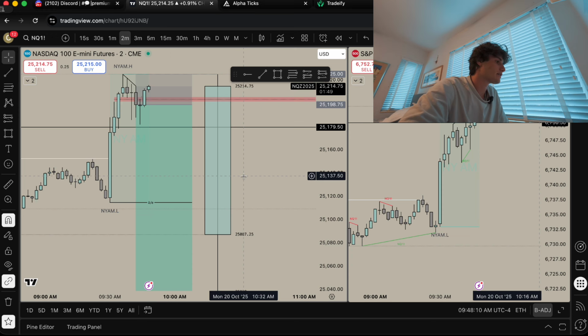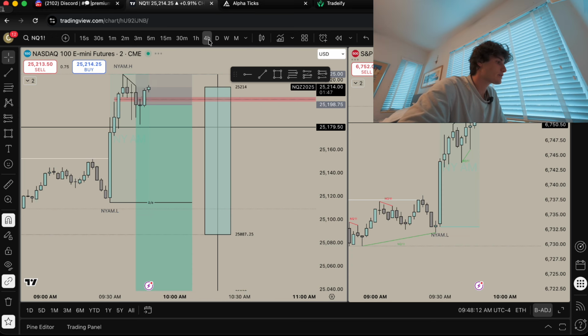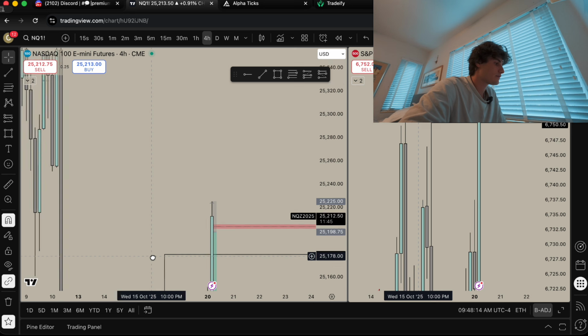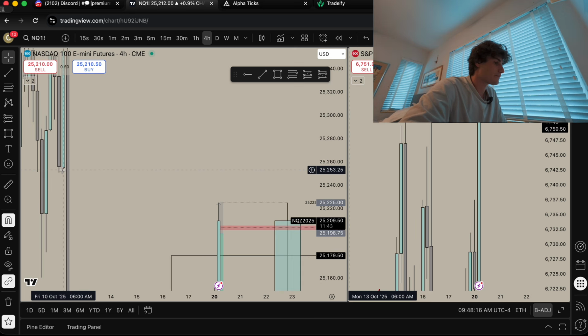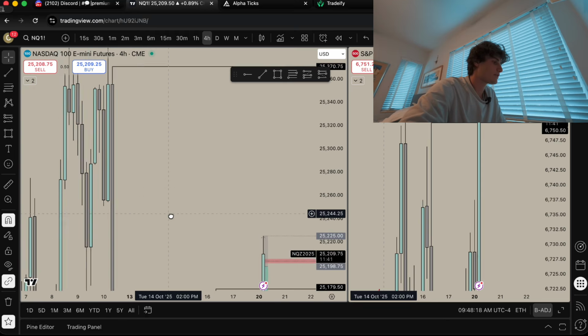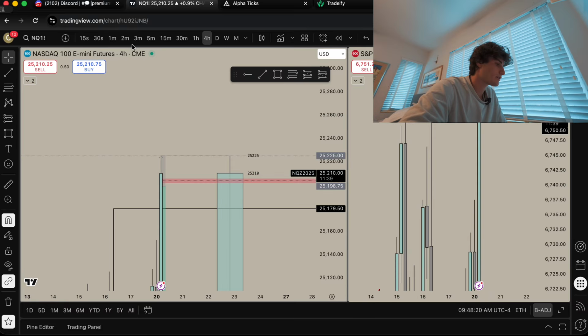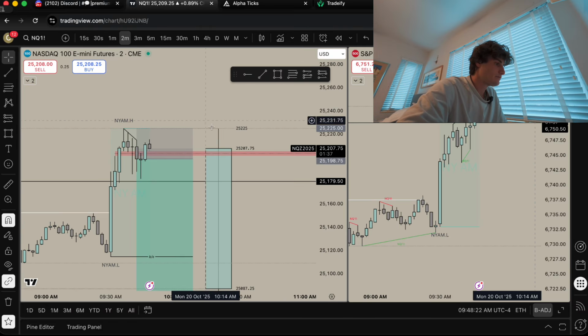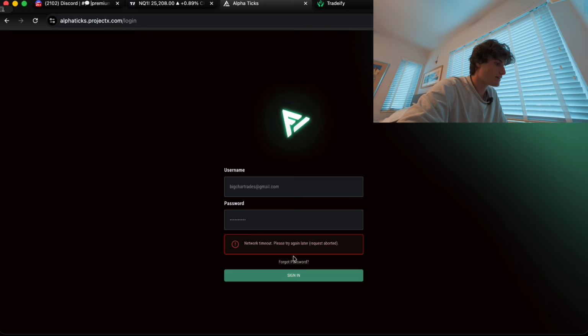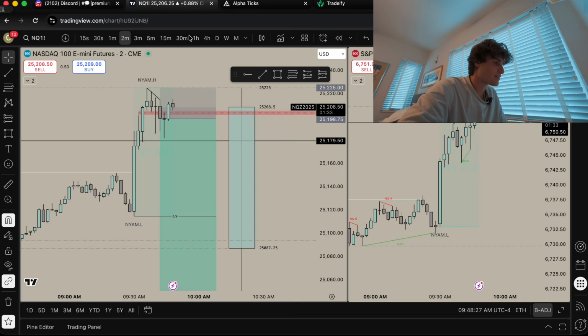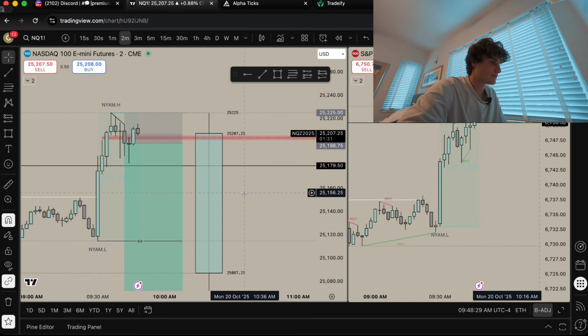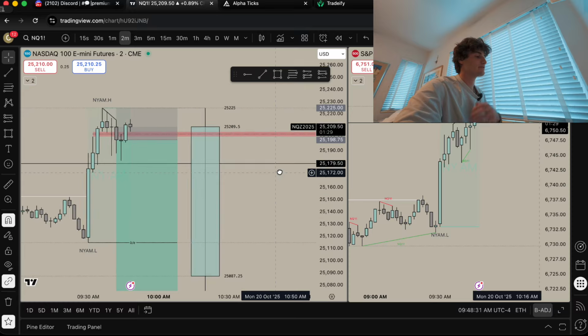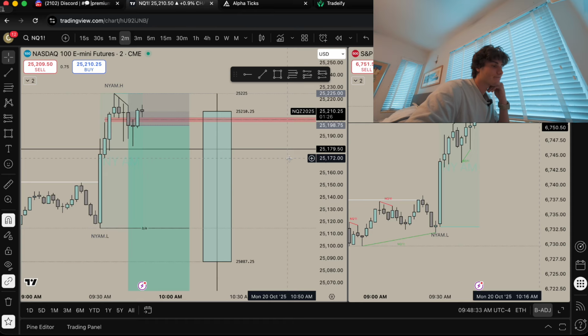This could be a bad look. If this 4-hour closes above this gap, then shorts are bye-bye. There's no more shorting. Give me clutch entry. Give me clutch. Clutch. If it logged in right now, that would be so fire. Looks like it's not going to happen, man.